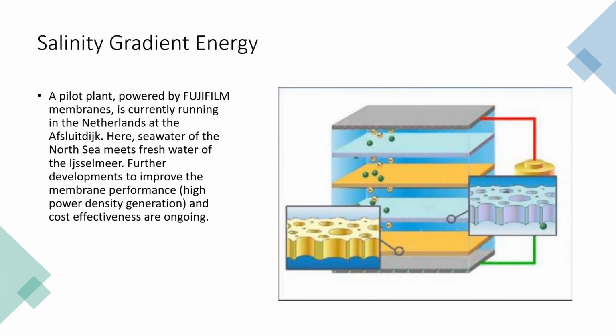This is just trying to tell you about the salinity gradient energy system. The pilot facility uses Fujifilm membranes, like that. This is just a cartoon diagram. And the Netherlands is currently running it at a location whose name I don't know how to pronounce. So again, where do we get this? A difference in salt concentration. You have your seawater at that location, from the North Sea, and then we've got fresh water, maybe some sort of river, I guess. And that's where we get the salinity gradient.